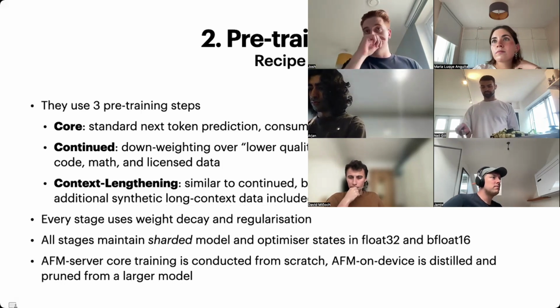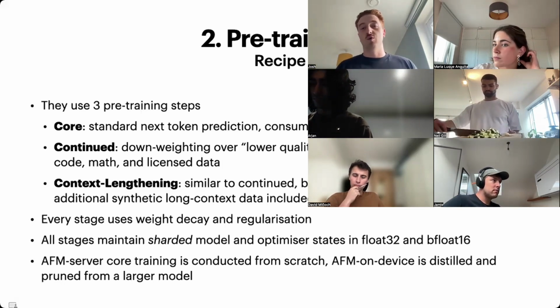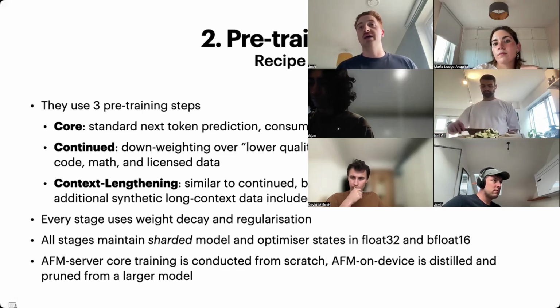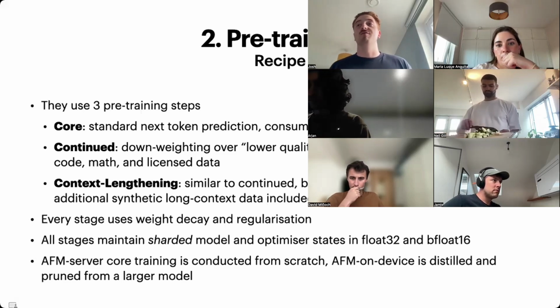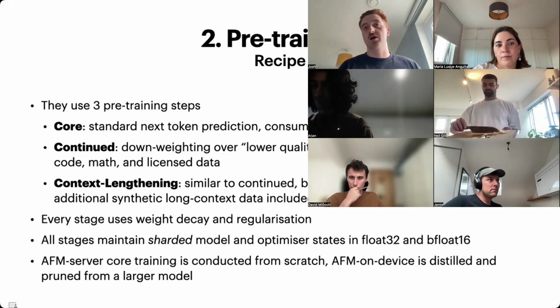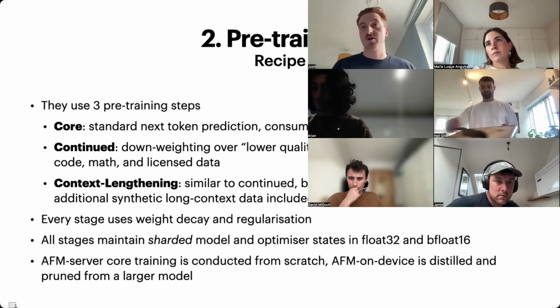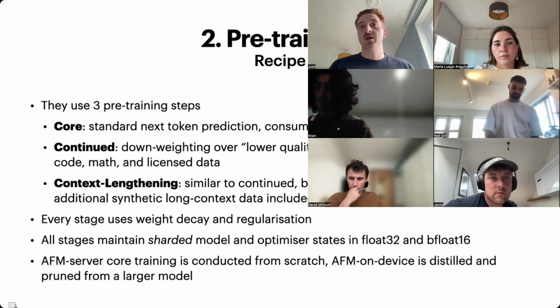Then the next phase is continued pre-training. This is when you downweight lower quality data, and they raise the influence of high quality data sources for things like code, math, and their licensed data, which comes from publishers, which I guess we expect to be slightly higher quality than Reddit comments, surprisingly.